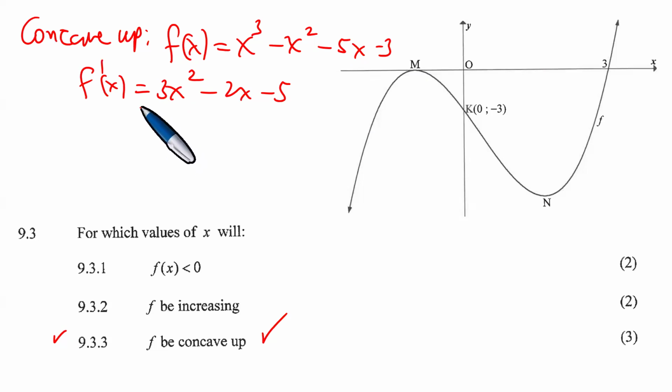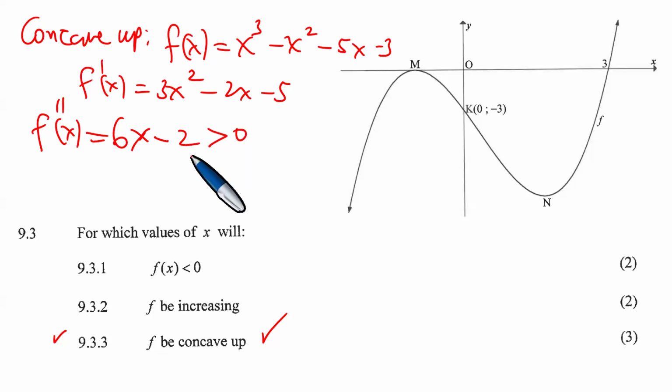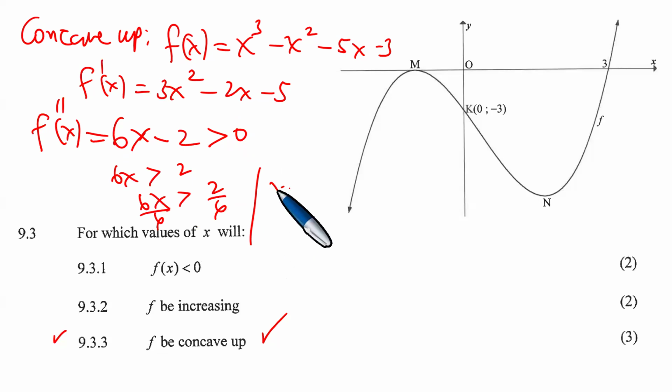Concave up: second derivative. 6x minus 2 is positive. Concave up means the second derivative is positive, and that means 6x is bigger than 2. Divide both left and right by 6, so x is bigger than 2/6, which is 1/3.